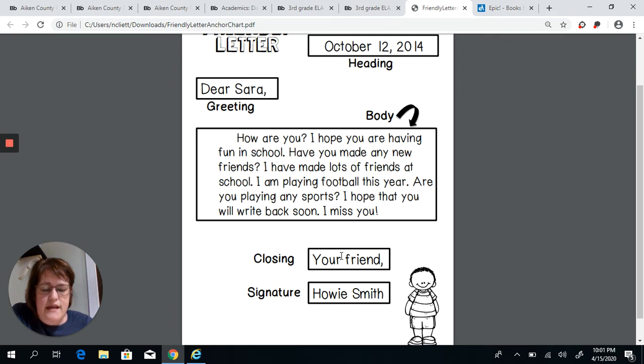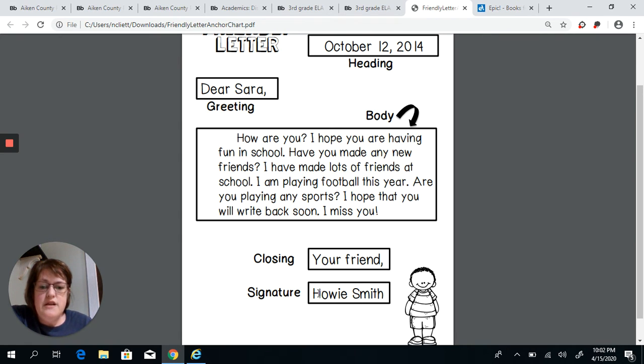And then the closing is where you actually end your letter. And a lot of times you end with your friend. Since you're writing to me, you could write your student, your friend, your sister, your brother. It would depend on who you're writing to. Tamika, for example, could write your niece, Tamika, whenever she was writing to Uncle Ray.